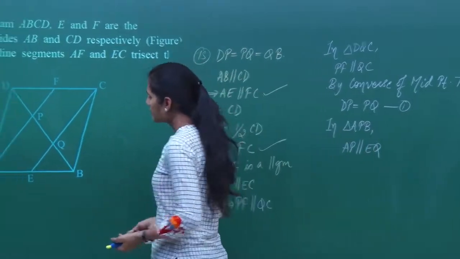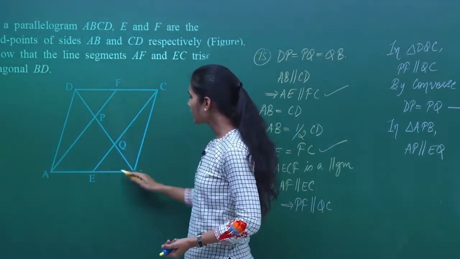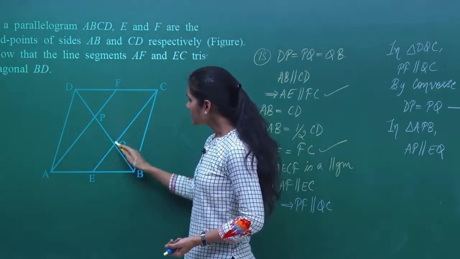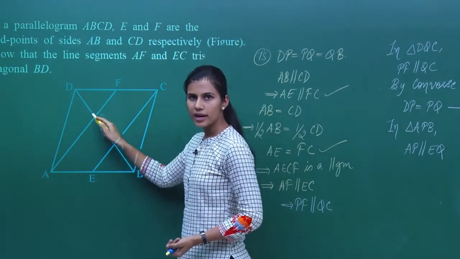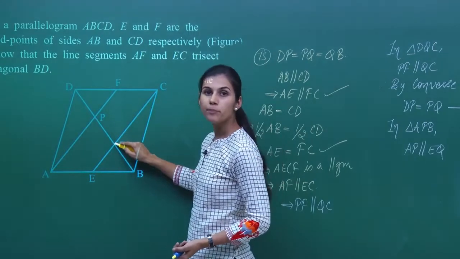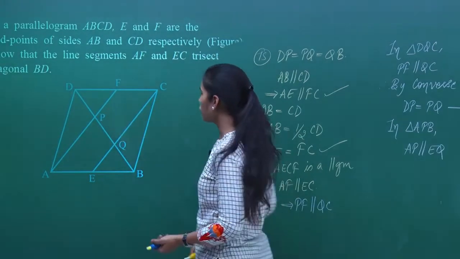The moment AP is parallel to EQ, you should realize that E is the midpoint of side AB of the triangle ABP. From here, the line segment that you are drawing is parallel to the AP side of the triangle. So, it will be intersecting this side, PB side, at its midpoint only by the converse of midpoint theorem. So, Q will be the midpoint of PB.